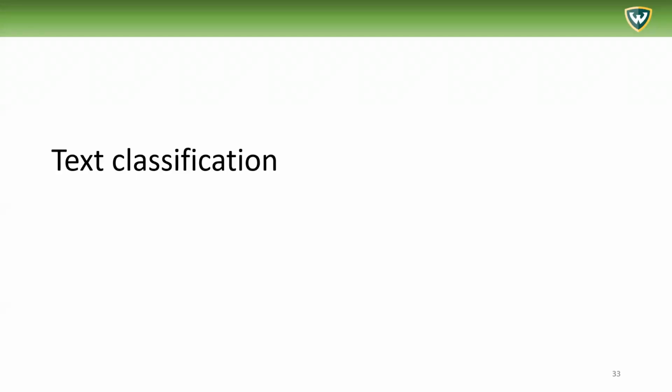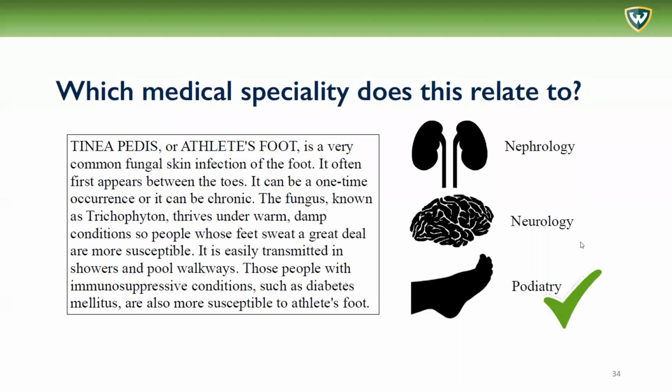Text classification. So let's assume you have a piece of text such as this one here. Tinea pedis or athlete's foot is a very common fungus infection of the foot. It often appears between the toes. It can be a one-time occurrence or it can be chronic, and so on. Imagine we want to know which medical specialty this piece of text is related to. Is it nephrology, is it neurology, or is it podiatry?